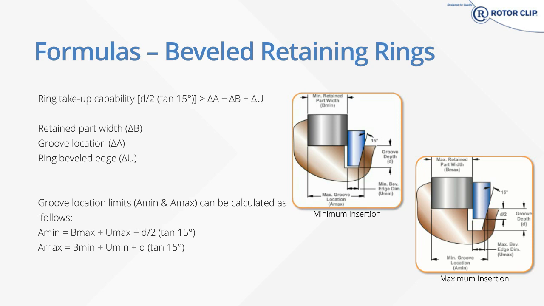At Rotorclip, we always like to give you more, so we're giving you a bonus solution. These are wave springs. They're a great replacement for Belleville washers and coil springs. They take up to 50% of the axial space of a coiled ring, or a coiled spring.